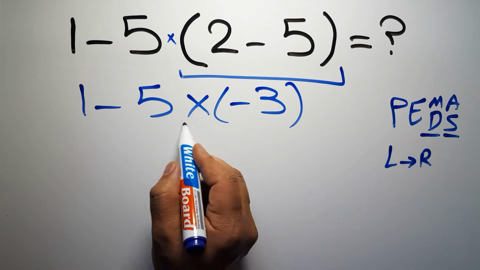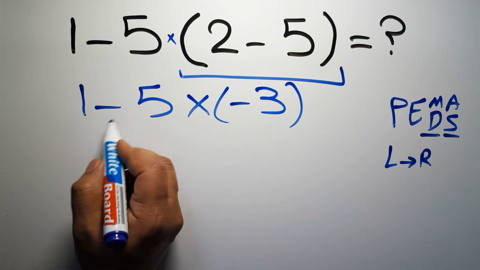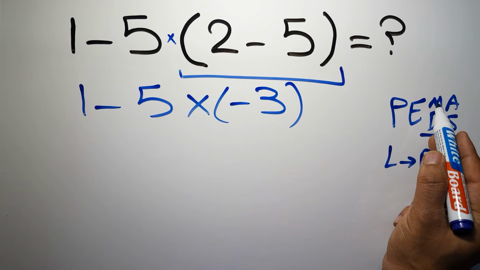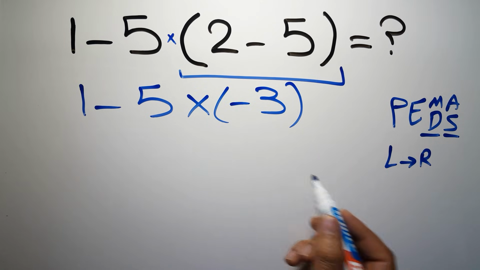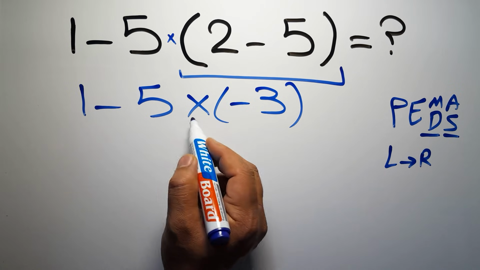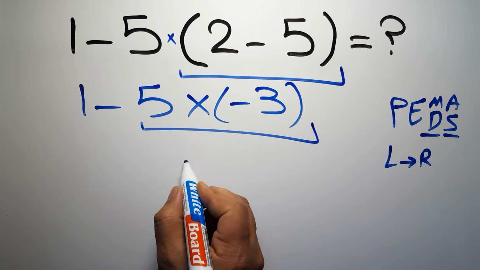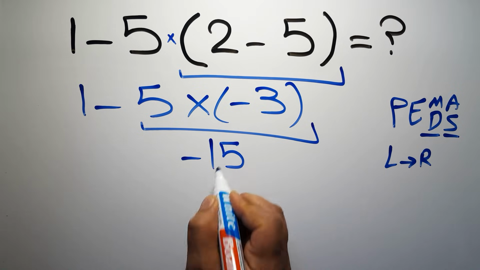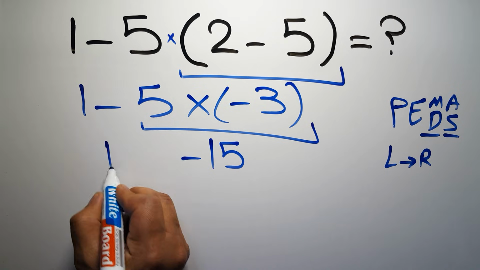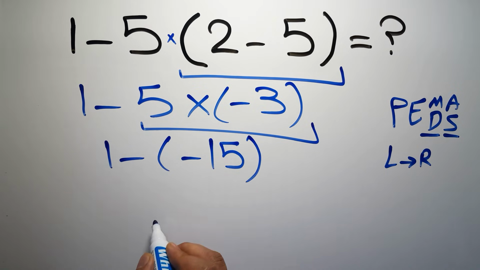According to the PEMDAS, multiplication has higher priority than subtraction because multiplication comes before subtraction. So here first we have to do this multiplication. 5 times negative 3 gives us negative 15. So 1 minus negative 15.